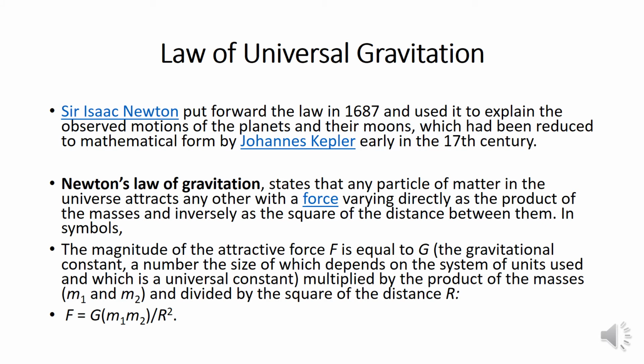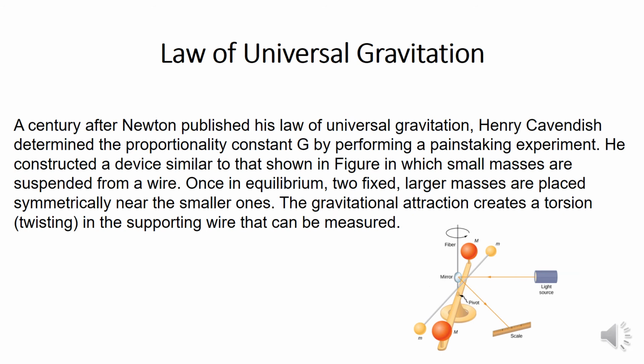Now, let's move on to Newton's law of gravitation. Newton's law of gravitation was first put forward by Sir Isaac Newton in 1687, and according to him, the force of attraction between two bodies in the universe is directly proportional to the product of their masses and inversely proportional to the square of the distance between their centers. So here you can notice that we have a formula for this: F equals G m1 m2 upon r squared. Now G is the constant of proportionality called the gravitational constant.